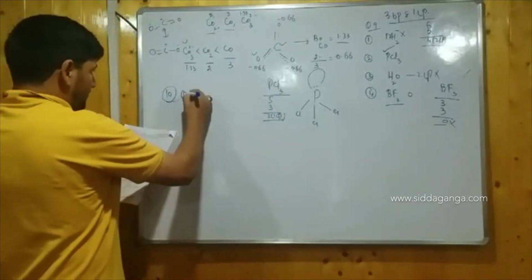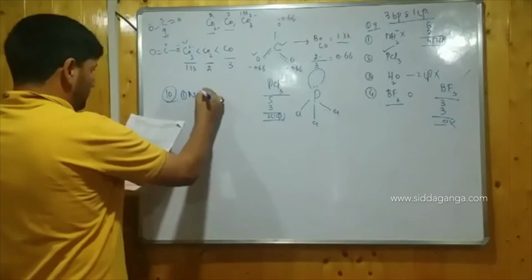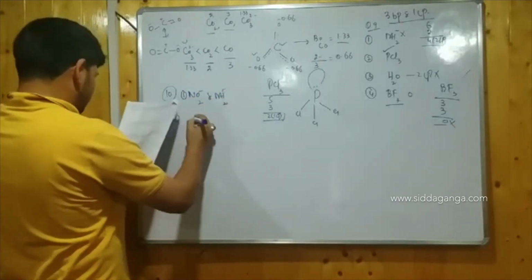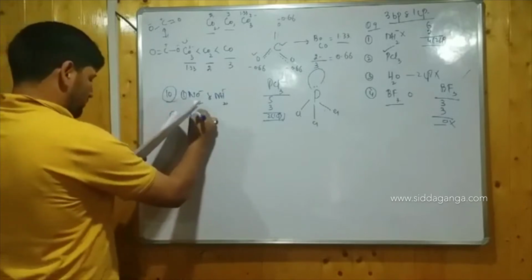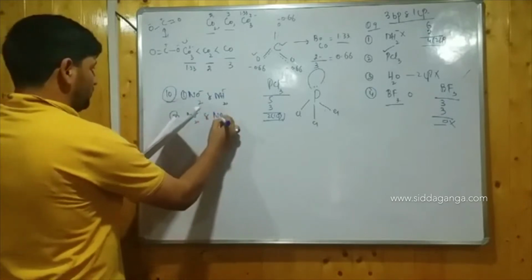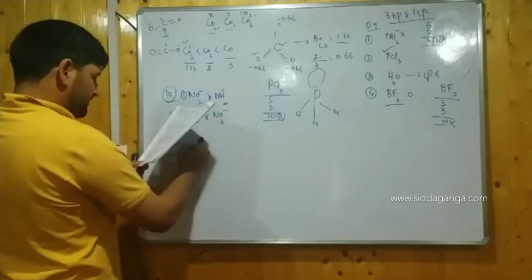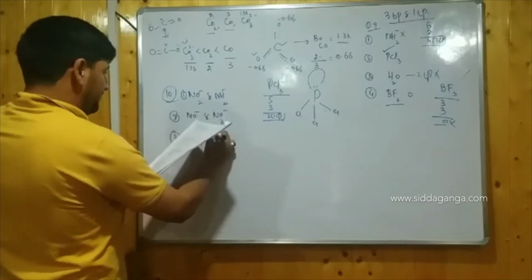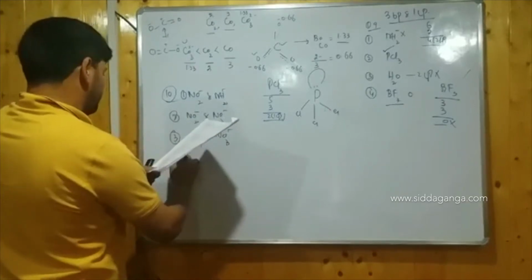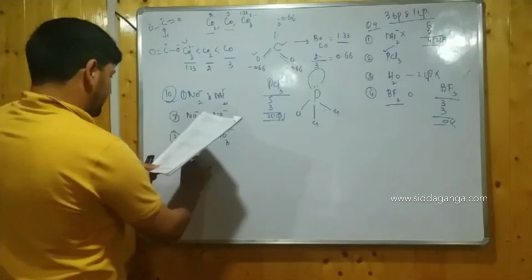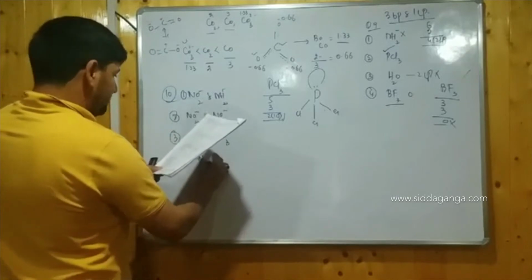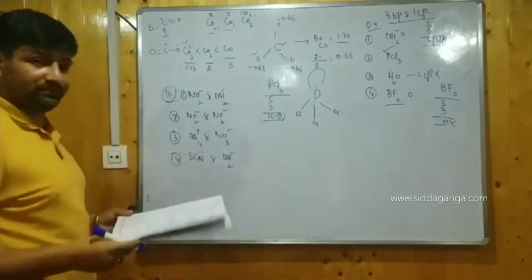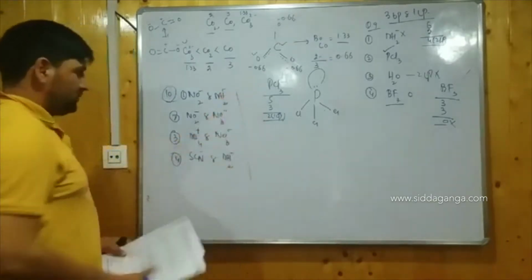So options are NO2 minus and NH2 minus. Option 2 is NO2 minus and NO3 minus. Option 3 is NH4 plus and NO3 minus. And option 4 is SCN minus and NH2 minus. This is the question. So these are the 4 options we have. What are these?